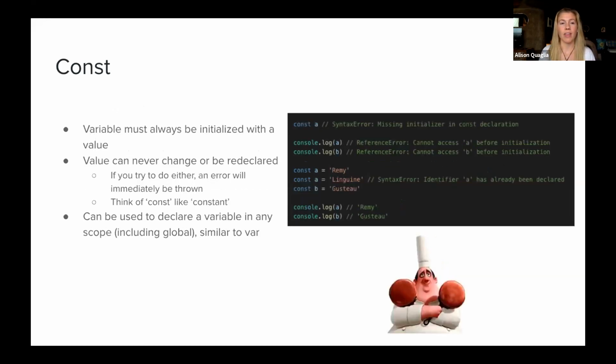Then we have const. So const is a bit different. const always needs to be initialized with a value. So if you try to do const A, you are going to get a syntax error. You also can never change or redeclare that value. So once you have const A equals Remy, if you try to change that to Linguini, you're going to get an error saying that it's already been declared. One way to think of this is const is like constant, like it's unchanging. You can also declare a variable in any scope, including global, which is similar to var.